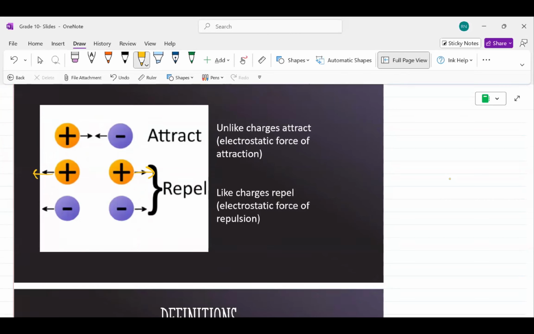Whereas unlike charges, so a positive and a negative, will have an attraction between them. And this is the electrostatic force of attraction that pulls them together.